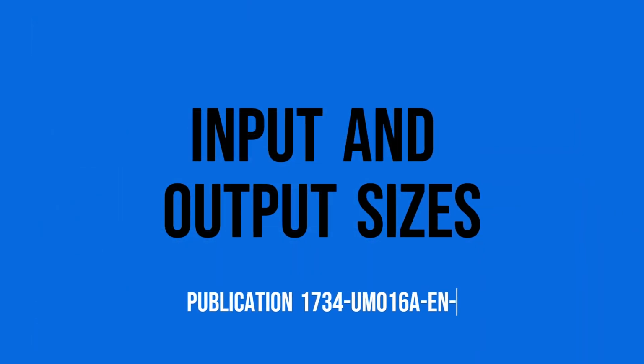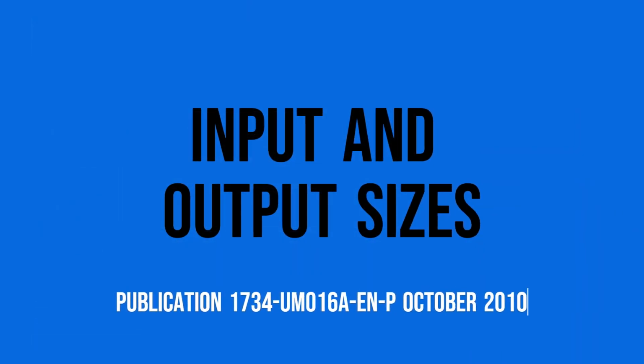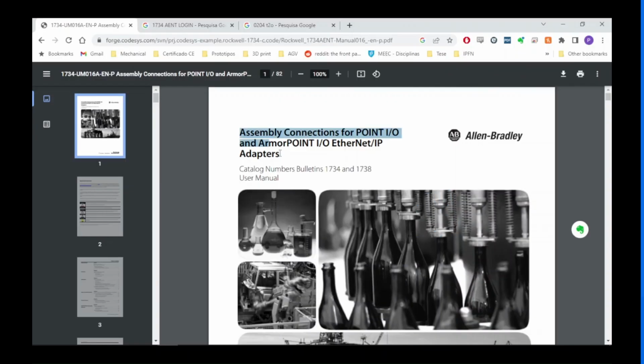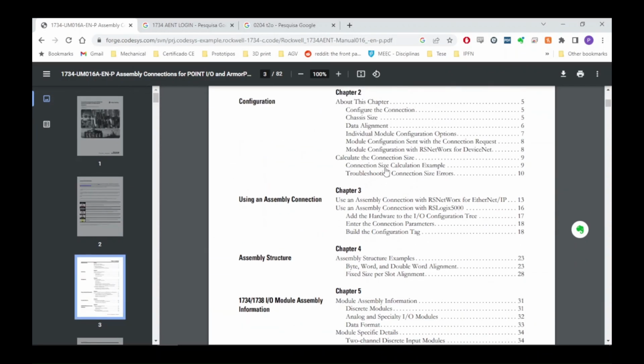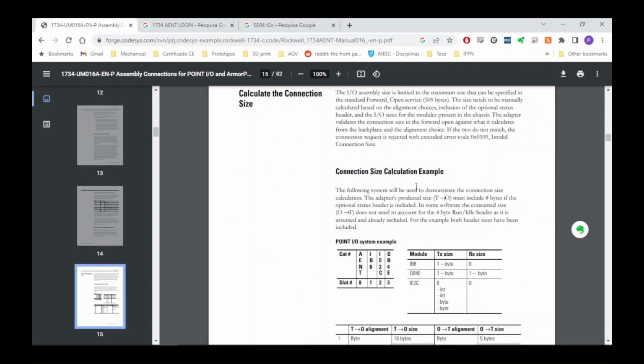If you, like me, got a little confused with the input and output size, you can check publication 1734 UM016 AENP October 2010. There you can see an example on how to calculate the assembly instance's size. In SysMac case, the idle run header is not accounted when doing the calculation.